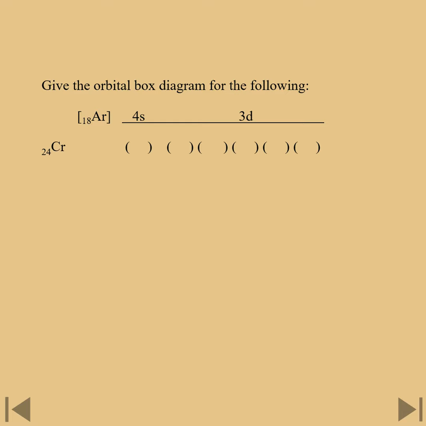Okay, similar question. We're going to use the shorthand notation though. So for chromium with 24 electrons, I don't need to worry about the first 18. So I have 6 more electrons to place. I'm going to fill up the 4s, so 1 up and 1 down. And then I've got 4 more, so 1, 2, 3, 4 pointing up.